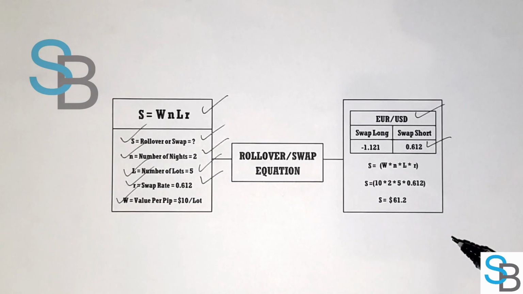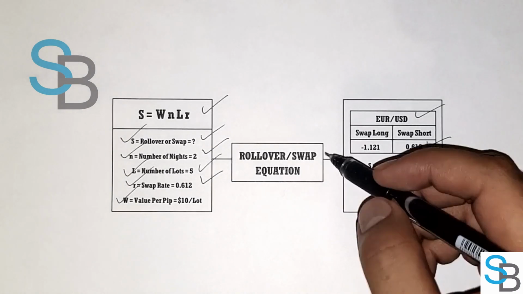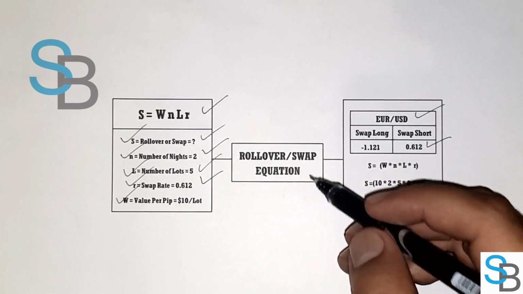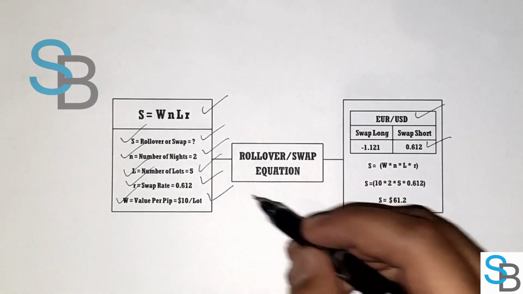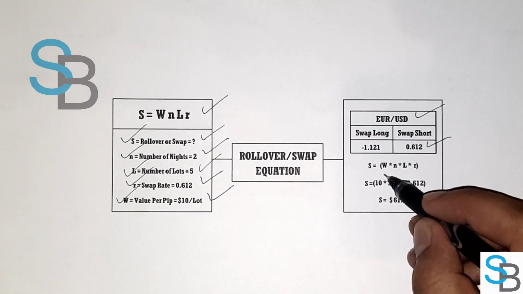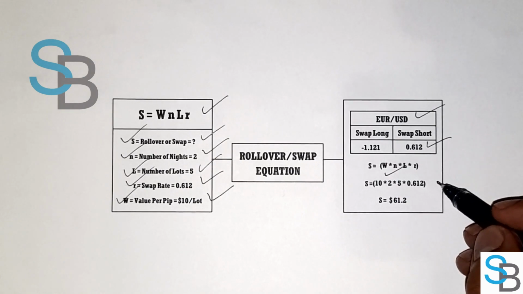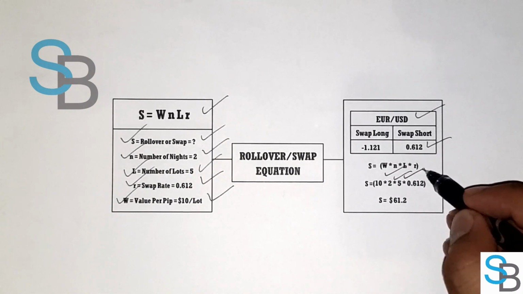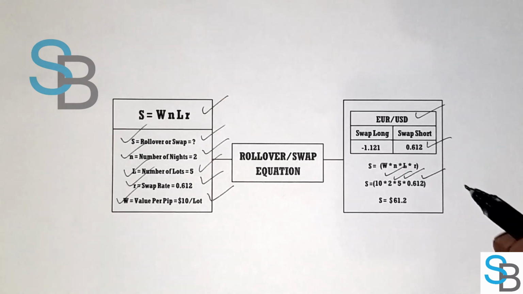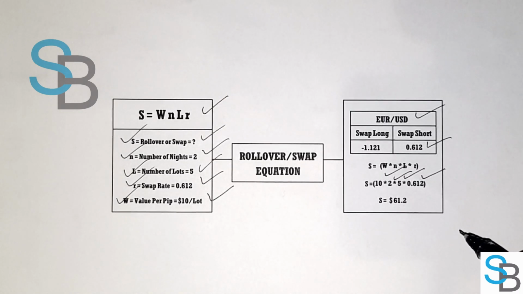Let's input the values into the equation. For one lot of Euro USD, the value for 1 pip movement is $10. So W equals 10. Our number of nights equal 2. Number of lots equal 5. And the swap rate is 0.612. After multiplication, we find out the total swap earned, which is $61.2.